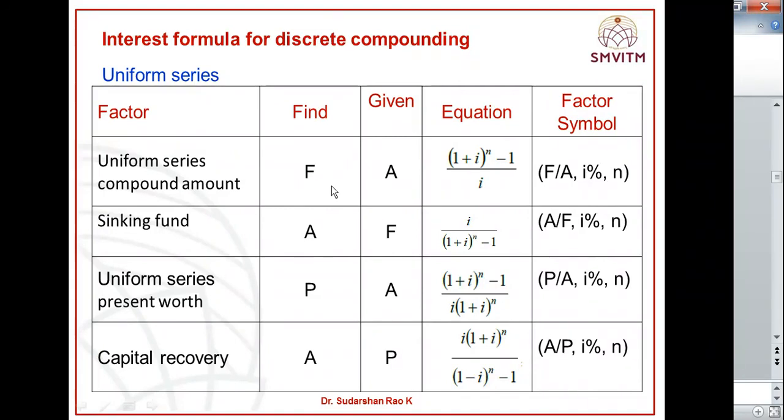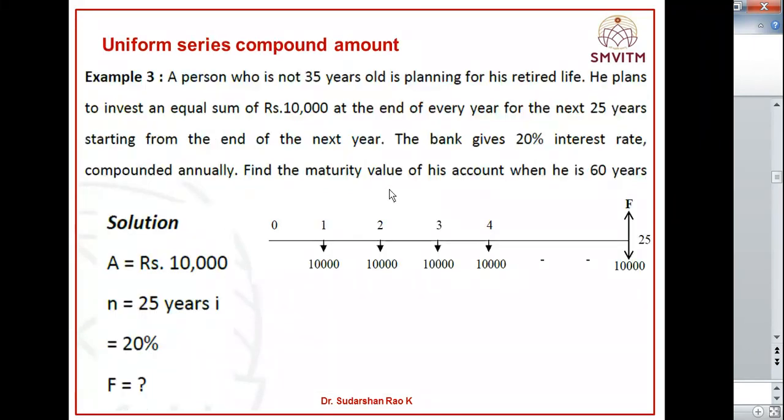As compared to the single payment, where the transaction takes place only once, at the beginning or at the end of the interest period, here a transaction takes place every interest period. The amount of the transaction will be the same, constant, uniform. Therefore it is known as a uniform series. Let's see some examples. The first one is the uniform series compound amount, where for the given A we can find the future value F.